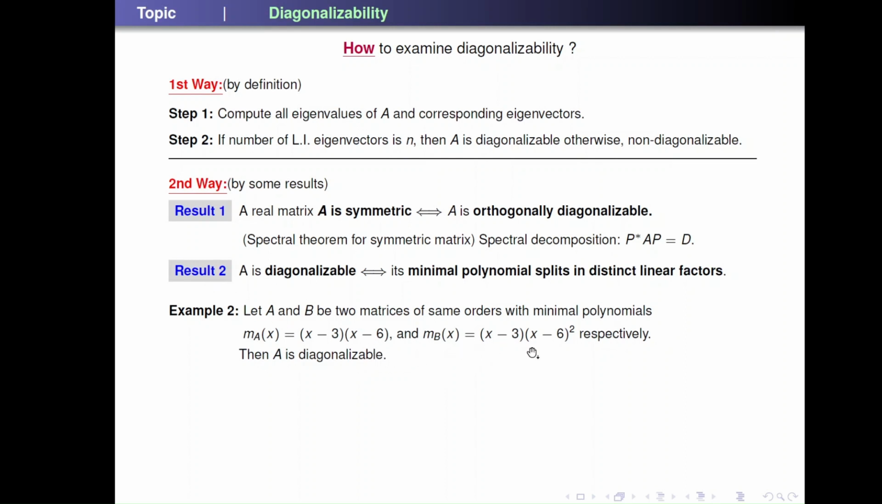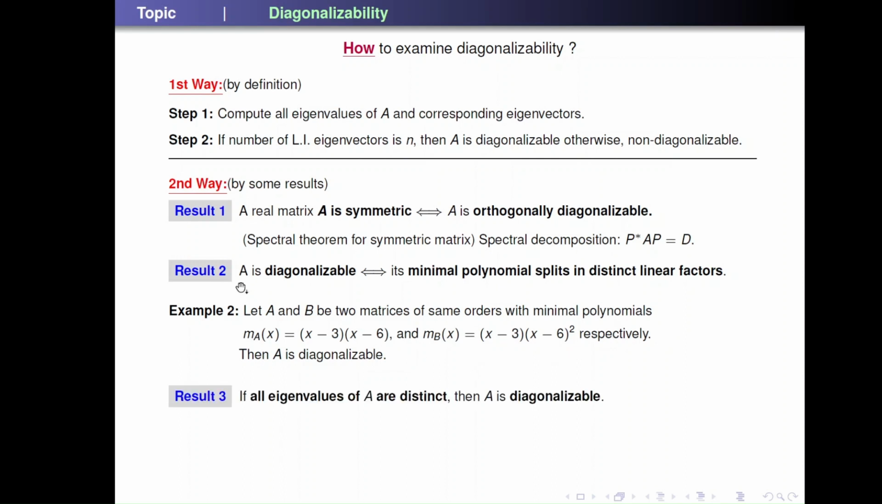And why is B not diagonalizable? Because it is clear that the minimal polynomial of B splits into three linear factors, but among the three linear factors, two are the same: (x minus 6) times (x minus 6). So these two factors are equal. That's why, by result 2, we can say B is not diagonalizable.